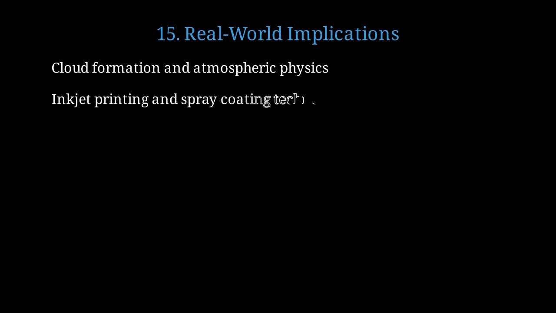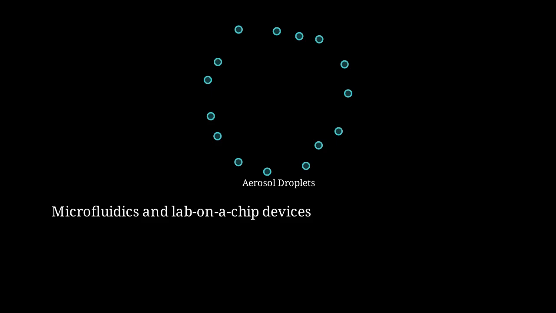In inkjet printing and spray coating, the final drying stage is controlled by this effect. Medical aerosols for drug delivery must account for this to ensure complete evaporation or controlled residue. These scattered droplets represent an aerosol, where each droplet undergoes this evaporation process. Microfluidics and lab-on-chip devices operate at these scales where the paradox dominates.